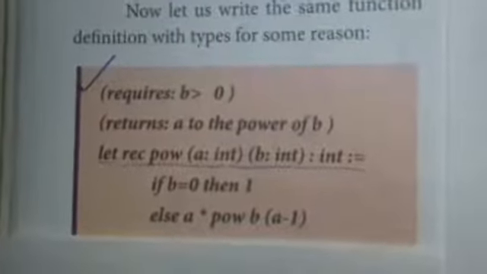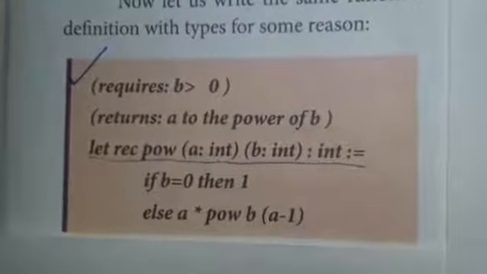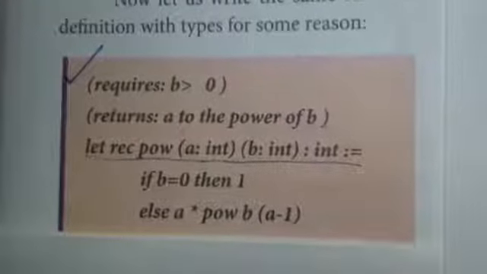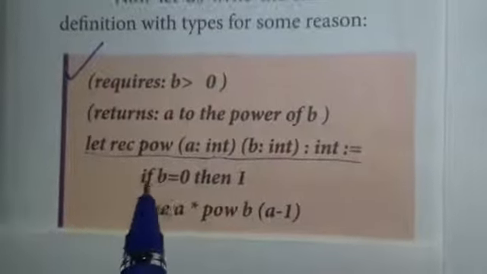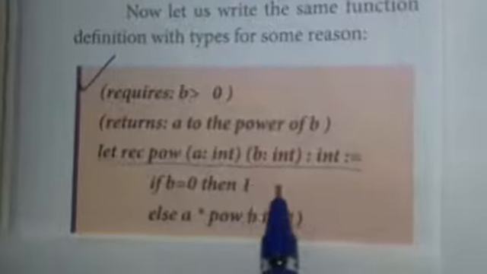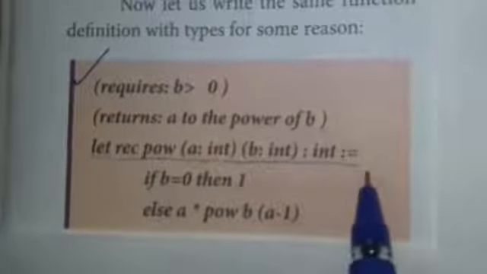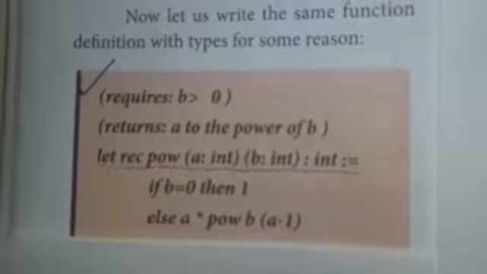The second one is parameter with type. Here you are specifying the function definition with data type. See this example, the same example is given. Let REC is the name of the function. Power open bracket A colon int, where int is the integer data type, B colon int, and int colon equal to. So we have to give the values for A and B in the form of integers, and we will get the power answer in the form of an integer. This is parameter with type.